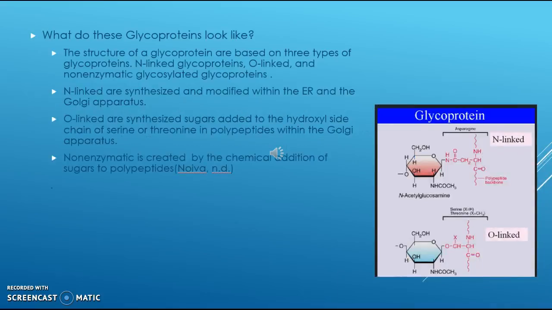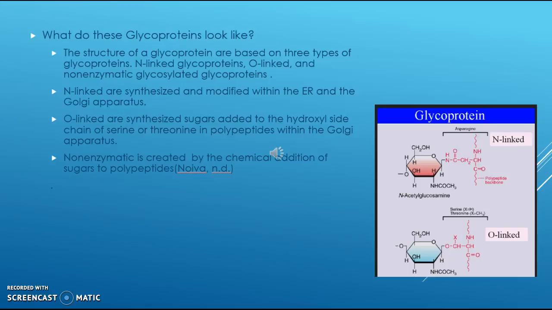What do these glycoproteins look like? The structure of a glycoprotein is based on three types of glycoproteins. There are N-linked glycoproteins, O-linked, and non-enzymatic glycosylated glycoproteins. Try saying that 10 times fast.